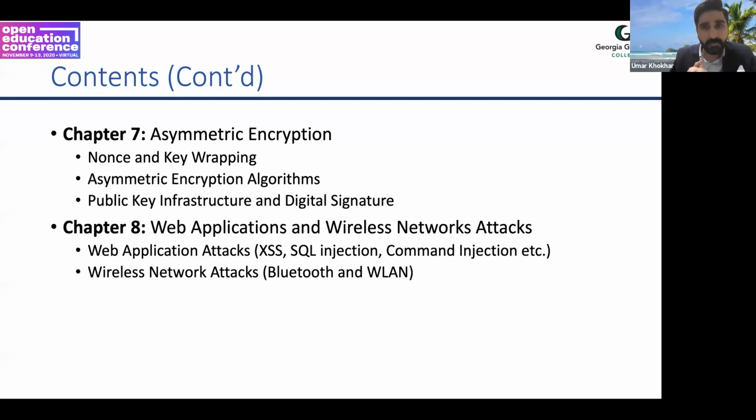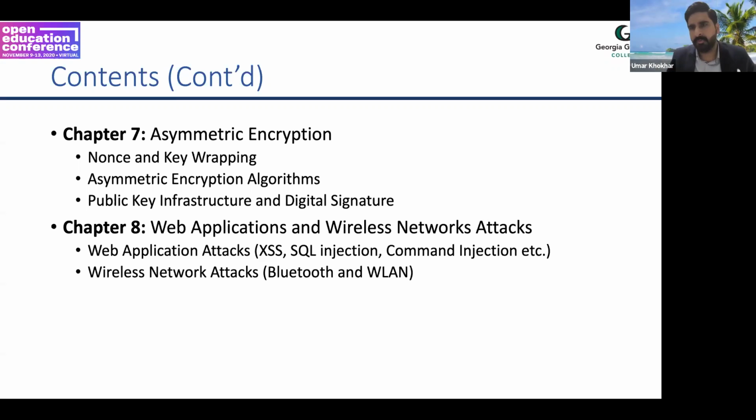Different web application attacks can be discussed, like cross-site scripting, persistent cross-site scripting, reflected cross-site scripting, SQL injection, command injection, directory traversal, etc. So some web application attacks, followed by the second part of this chapter, which will be wireless network attacks.